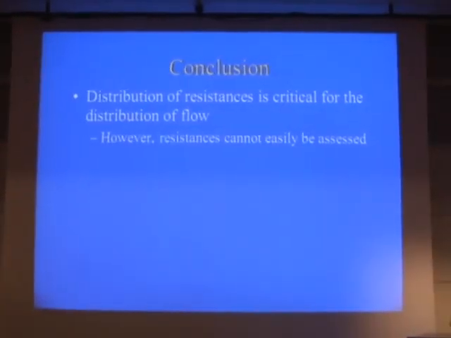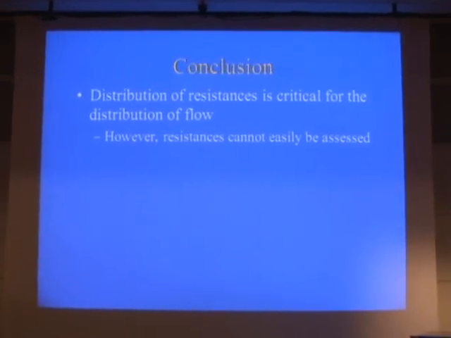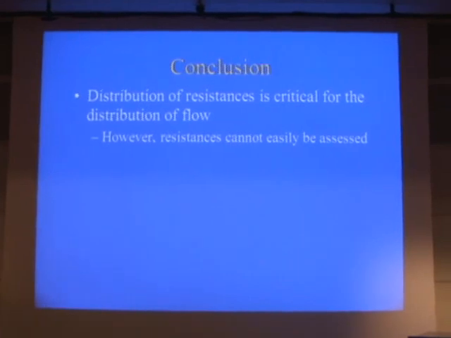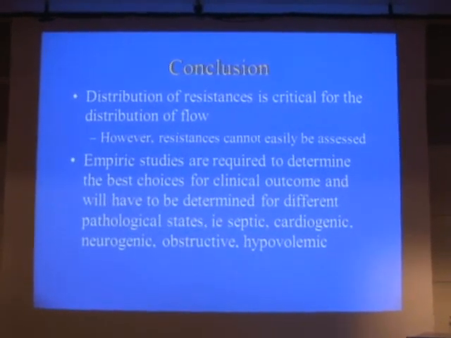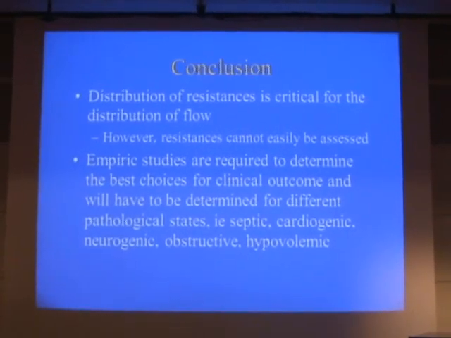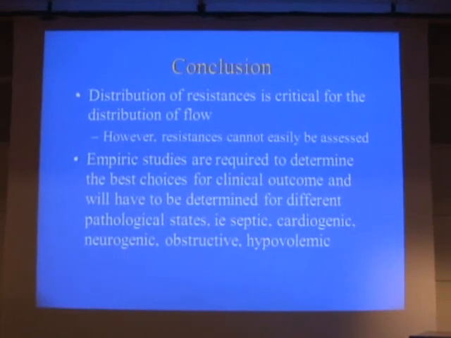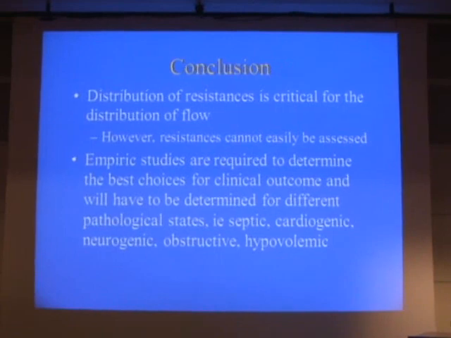So distribution of resistances is critical for the distribution of flow. However, resistances regionally cannot be measured. That's the big limit. And yet we need to know that. So the only way we're going to answer this is with empiric studies to determine the best choices for clinical outcome. And I think these studies are going to have to be determined by the pathological state.